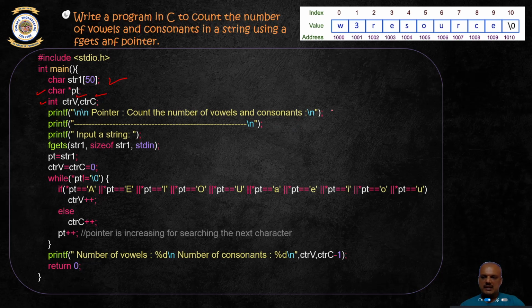Okay, then a message is printed out asking the user to input the string. This message gives out what the code does, the functionality of the code. Okay, so not mandatory, it's there. And then this line basically asks the user to input the string.